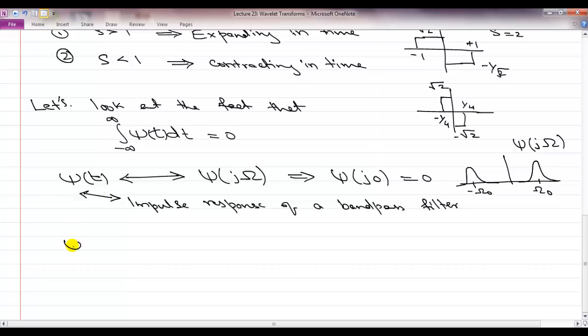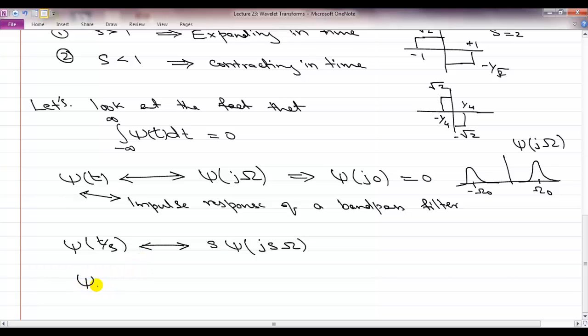So if you remember, let's look at psi of t over s. If we just want to take a look at the Fourier transform of this thing, what is that in relation to the Fourier transform of psi? It's just the duality property. It will be s times psi of j s omega. Okay.